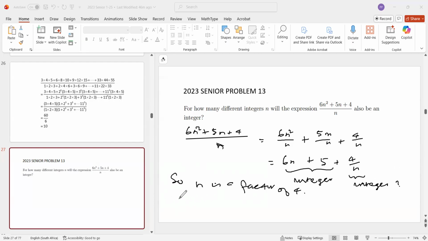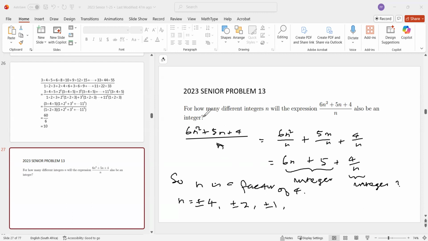Now, what are the factors of 4? We can say 4 is 1 times 4, or 2 times 2. But what about negative 1 times negative 4? Both are integers, and the product is 4. So it could be plus or minus 4. 4 and negative 4, 2 and negative 2, and 1 and negative 1 are the only factors.